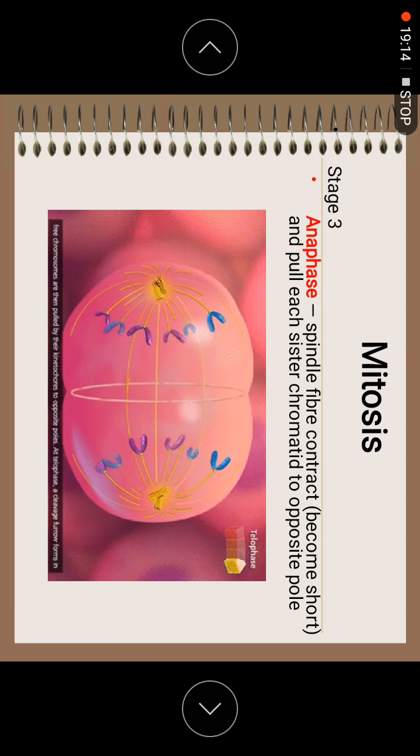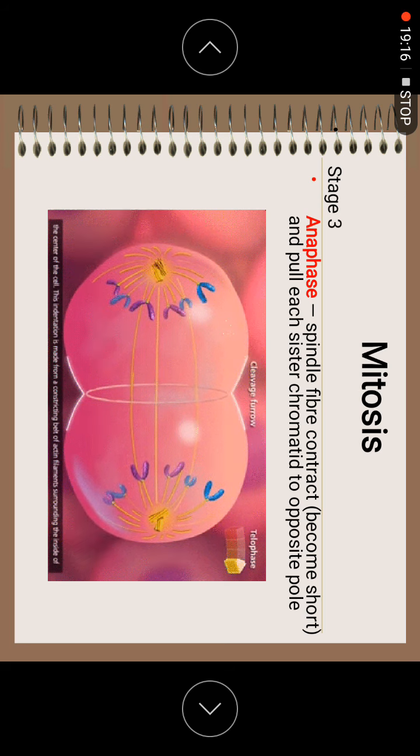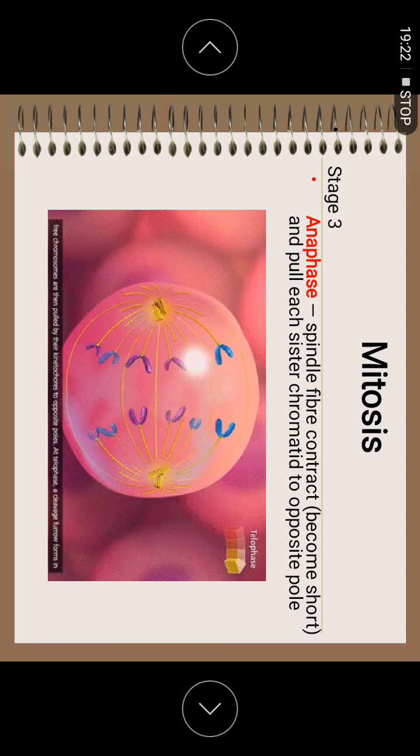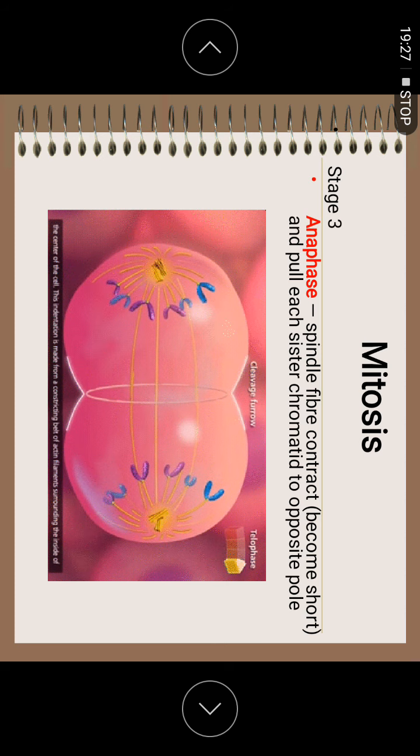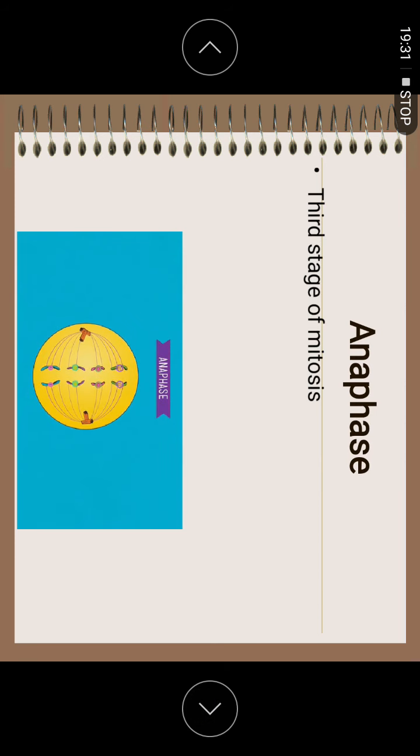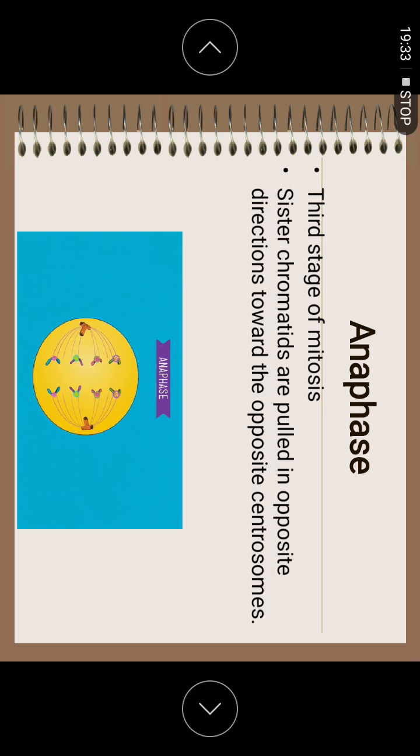So during anaphase, this is the one I want to say. The spindle fiber contracts and becomes short, so it will pull the sister chromatids to opposite sides. Pull it to opposite sides. So that is anaphase. You can just read. Anaphase is when it pulls the chromatids to opposite sides.